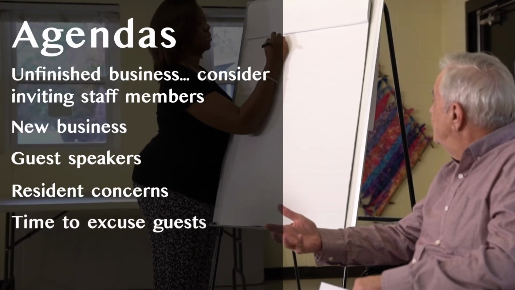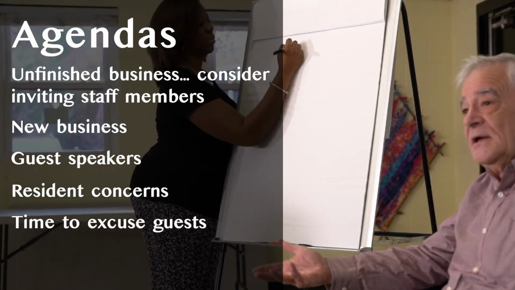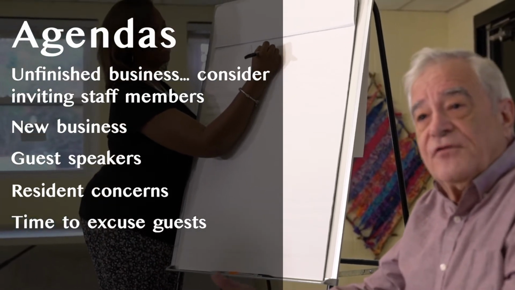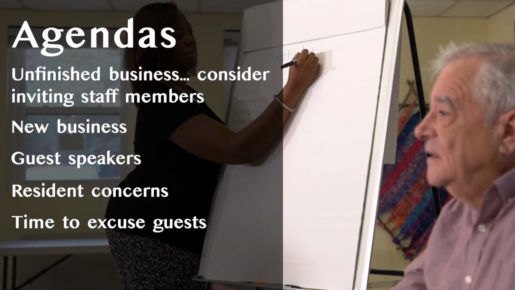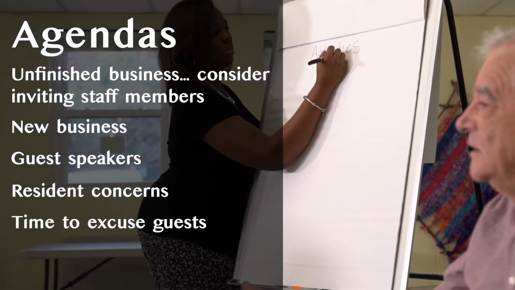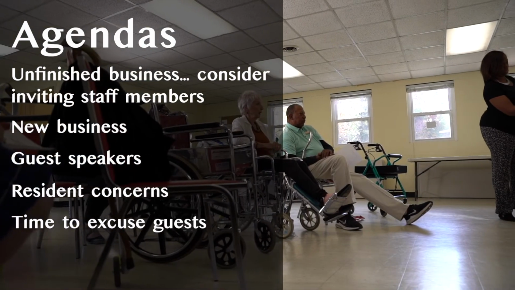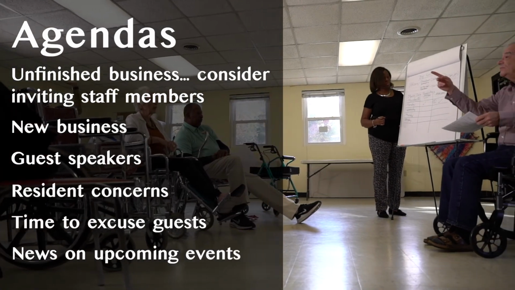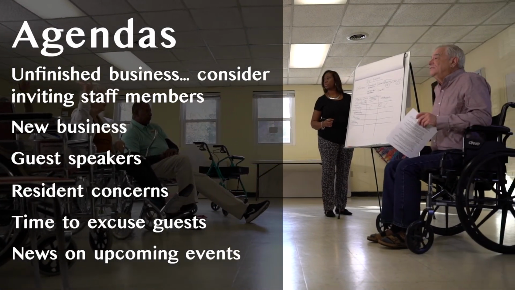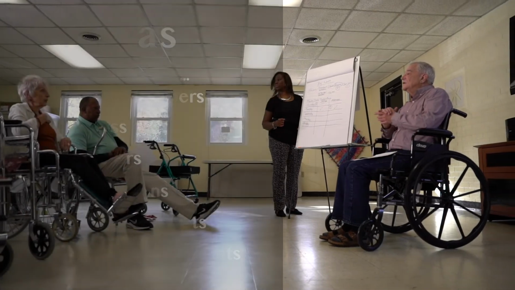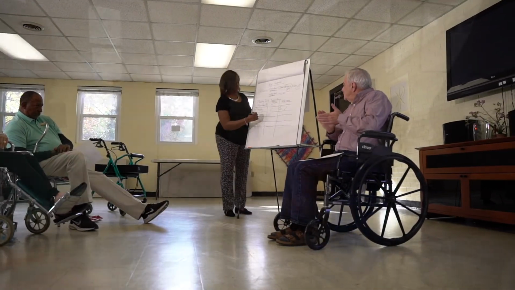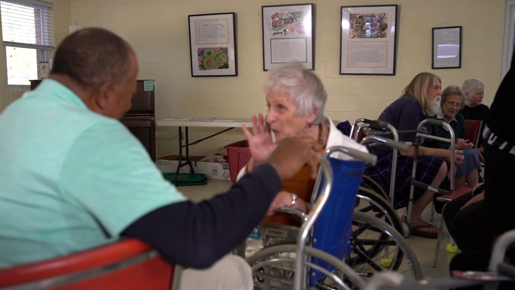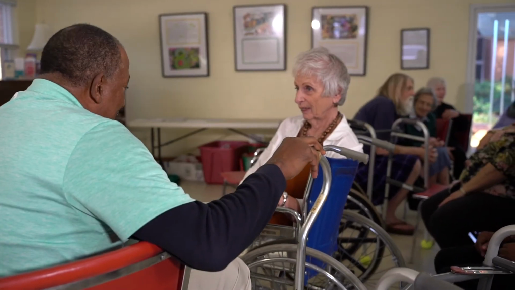Make sure to include time at some point during the meeting to excuse your guests. All non-residents should be asked to leave for a portion of the meeting so the council can discuss items privately. This includes staff and family. Before the meeting closes, there should be space for news, information on upcoming events, programs, or services. And then the meeting closes, often with a thanks and some amount of social time where residents can enjoy refreshments and follow up in a less formal environment.